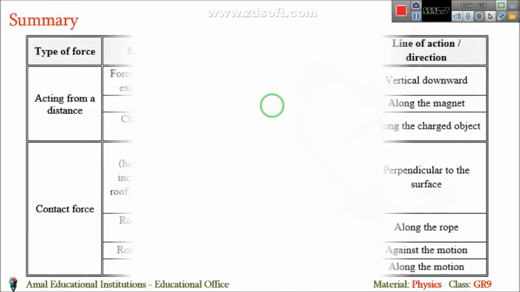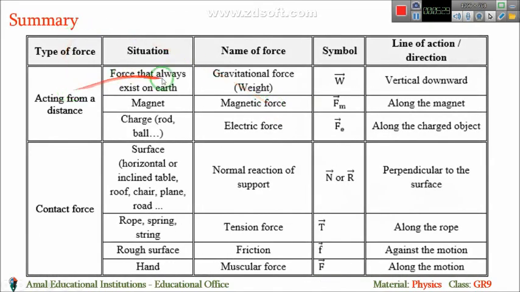Finally, this is a summary table showing the different forces, their types, the situation, their names, symbols, and line of action and directions.